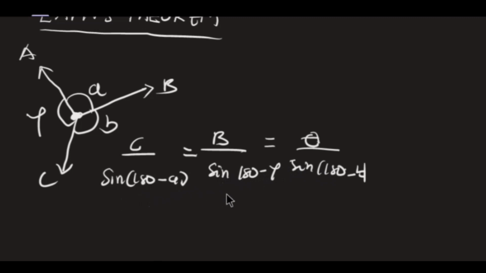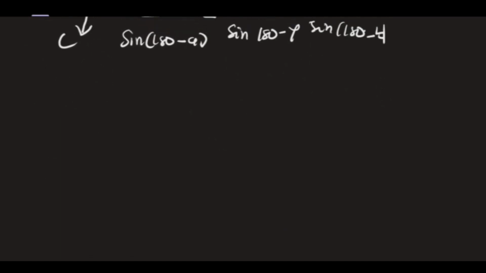So this is Lami's theorem. You only need to get the angles between the forces. Then when you take one force over the sine of 180 minus the angle, you are supposed to equate for all the three. Now let me give you a question so you understand Lami's theorem.